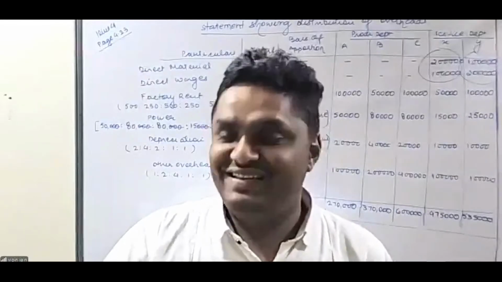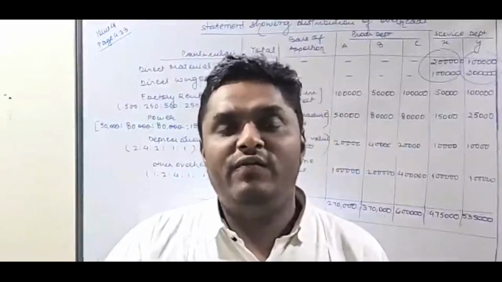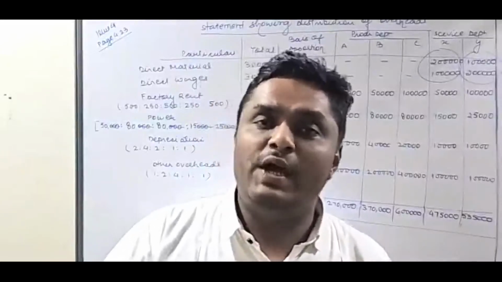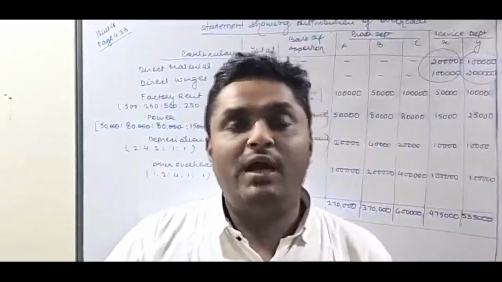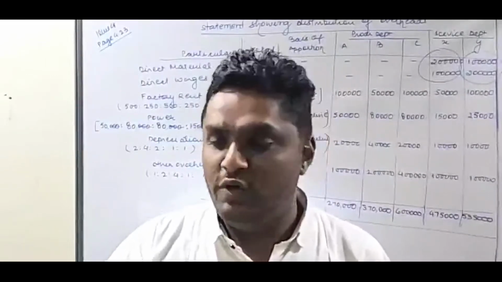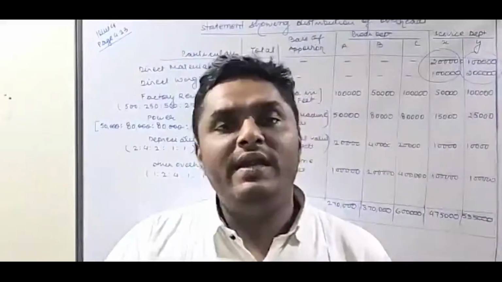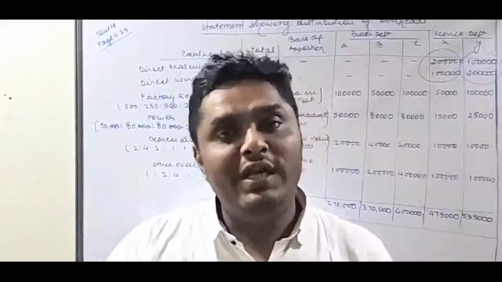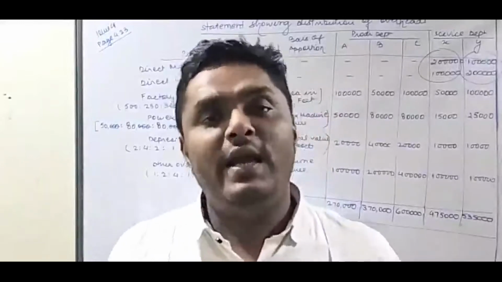Welcome back, guys. So now we are done with the first and second step, that is allocation and apportionment of overheads. So let's start with the reapportionment of overheads, that is the last part of distribution of overhead. Before starting with how to reapportion the overhead, let's discuss first why we are reapportioning the overheads.